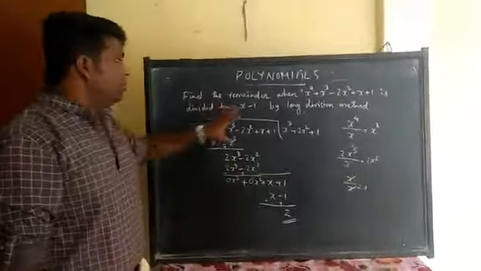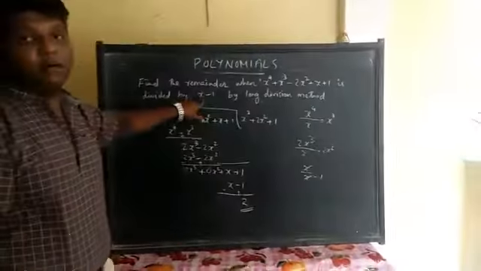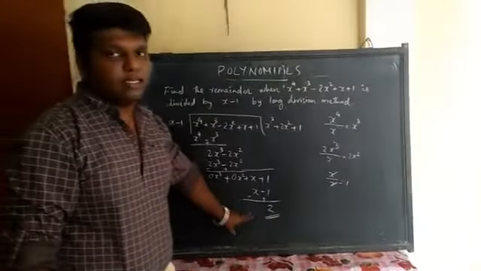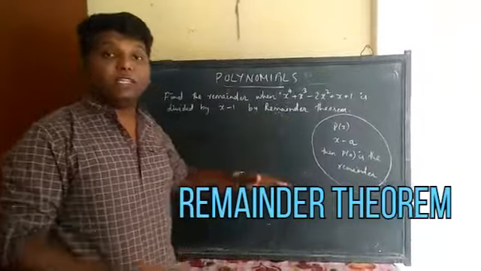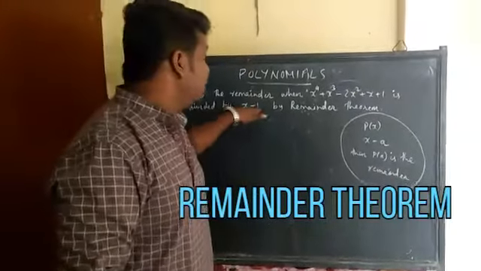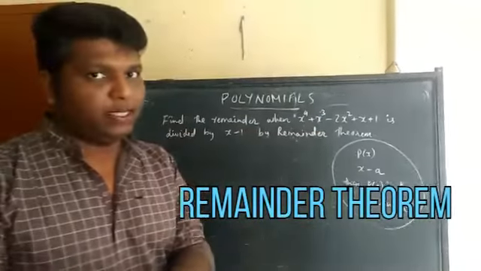So we can say by the long division method, when you divide this polynomial by this number, you will get 2 as the remainder. Right, we just found by the long division method how to find the remainder when this particular polynomial is divided by this one, and we got 2 as the answer.